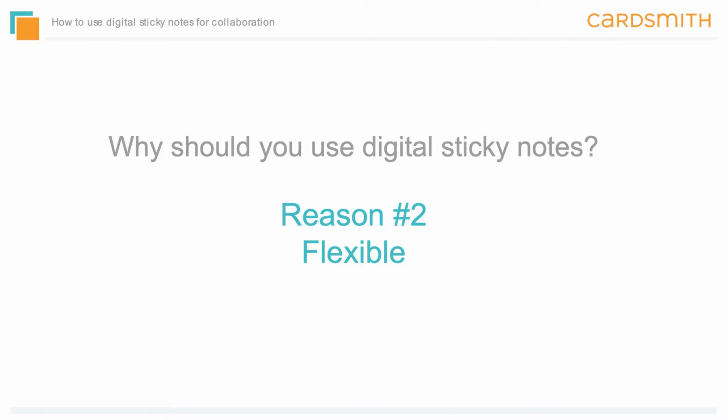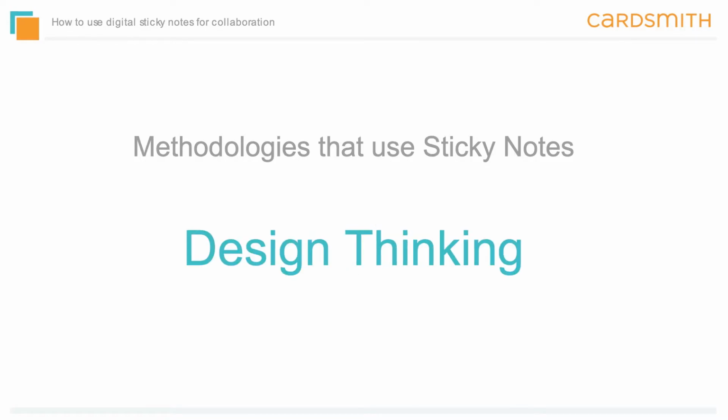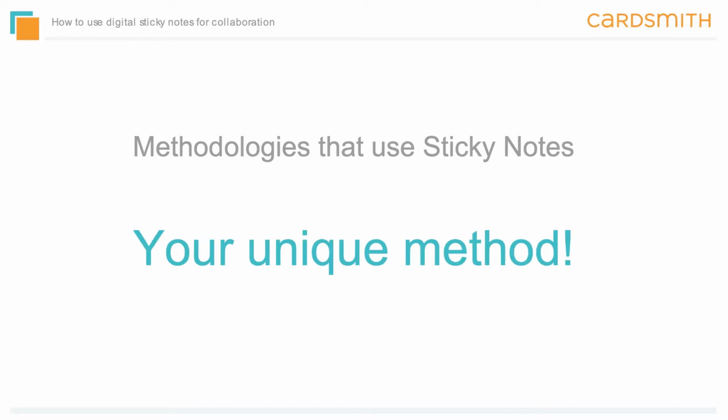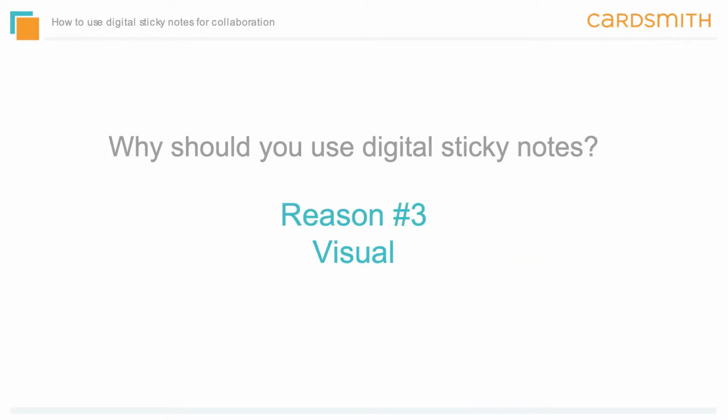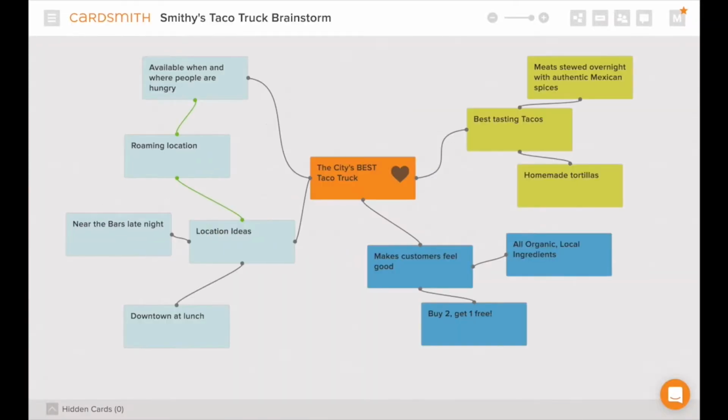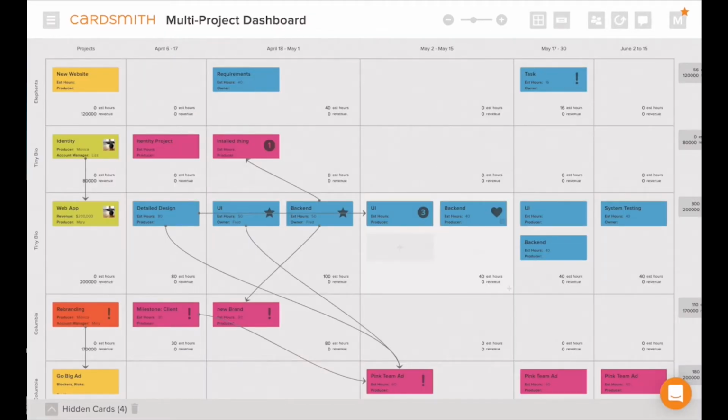They're also very flexible. Because they can be arranged in a variety of ways, they've been adopted by countless methodologies like Agile, Lean, design thinking, wicked problem solving, and maybe the methodology that you dreamed up because that's just how you think. They're also visual. Arranging sticky notes on a wall, grouping certain ones together, linking with string using different colors, this lets us as humans see patterns and gain insights in a way that writing on a pad of paper in a linear format just can't do.